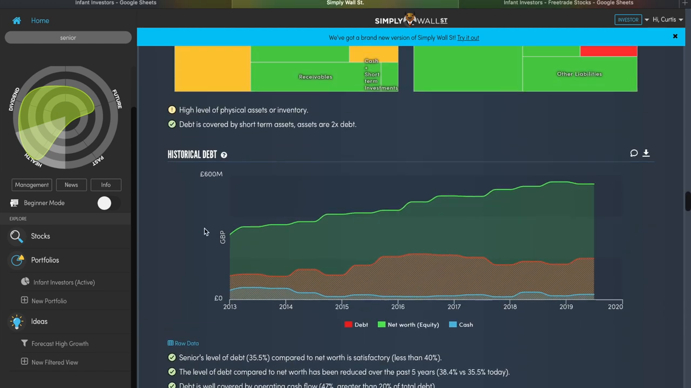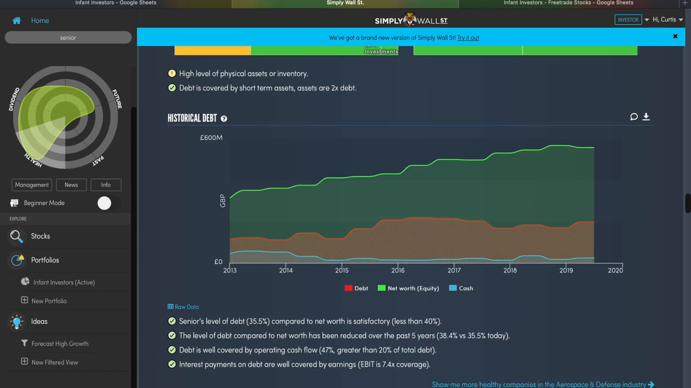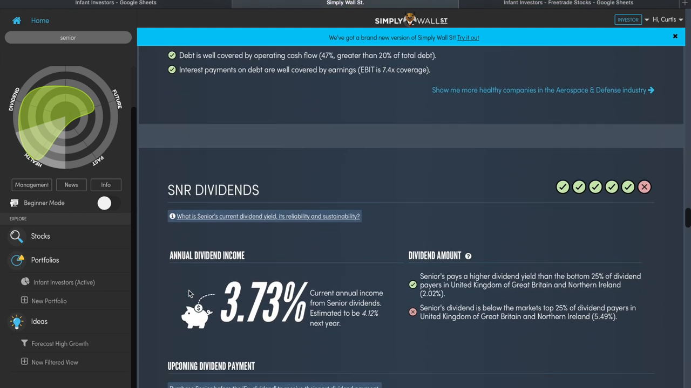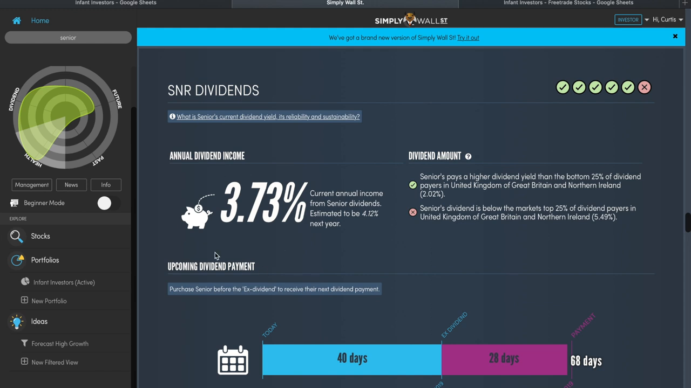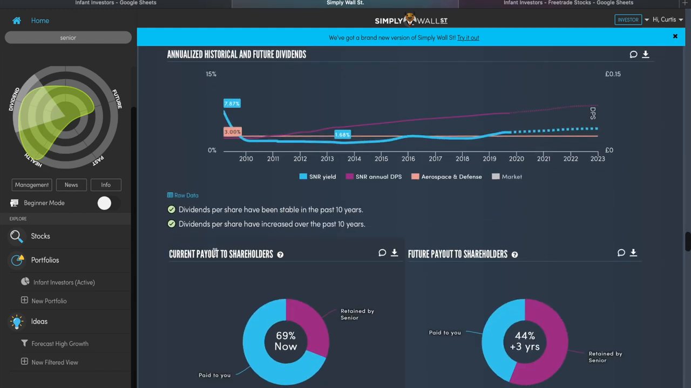It's actually covered, and you can obviously see there's all those green ticks in terms of debt. So there is debt within the organization, but it seems to be covered, and it pays quite a modest dividend as well. So I wanted to call it out.